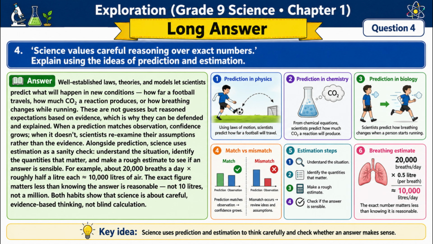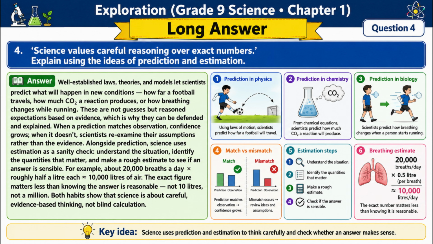4. Science values careful reasoning over exact numbers. Explain using the ideas of prediction and estimation. Well-established laws, theories, and models let scientists predict what will happen in new conditions: how far a football travels, how much CO2 a reaction produces, or how breathing changes while running. These are not guesses, but reasoned expectations based on evidence, which is why they can be defended and explained.